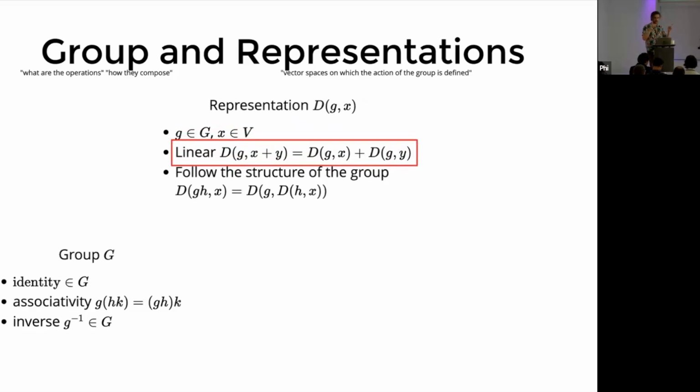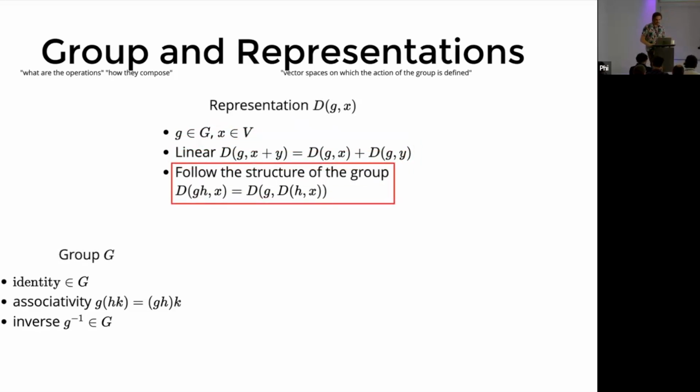Let's say you have two vectors. If you rotate both and you sum the results, you get the same thing as if you sum the two vectors first and then you rotate the result. And last, it needs to follow the same structure as the group, which means that if you have two elements of your group that you first compose to get another element in your group, and you apply that to x, you get the same result as if you apply each of the elements of your group one after the other to x.